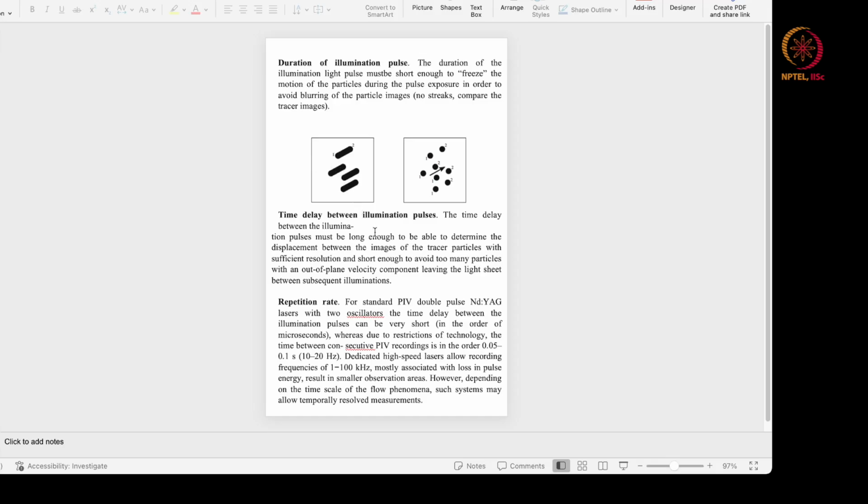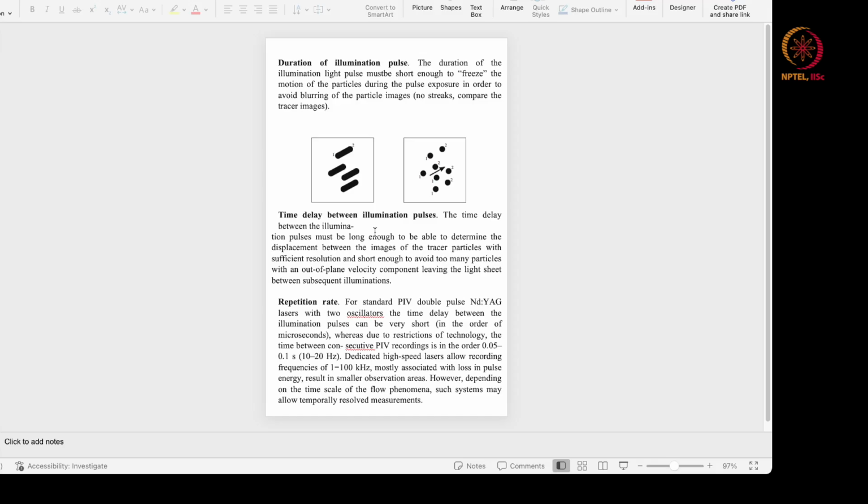Then, of course, the time delay between the two pulses is important, because this must be long enough to detect the displacement between the images of the tracer particles with sufficient resolution, and short enough to avoid too many particles going out of field. Okay, because the particles are continuously moving. So it should be very short. If this is a high velocity event, then you have to make the time delay very short, because there can be off-plane components where the particles can go out of plane, or out of the interrogation window and stuff like that.